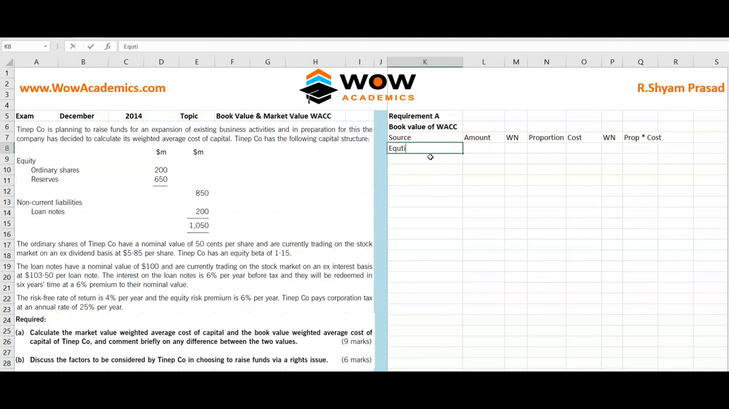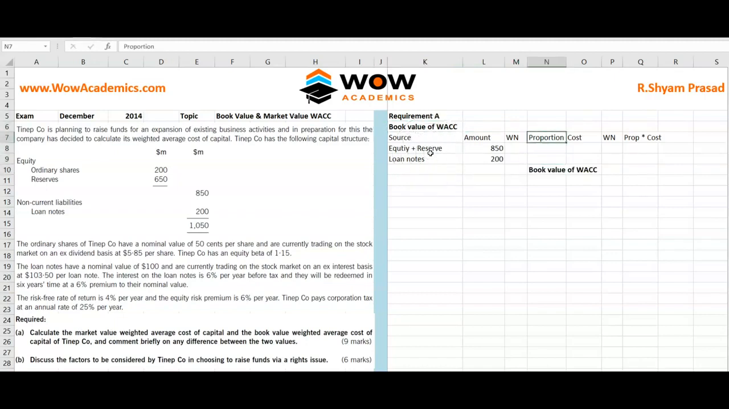While computing the equity element of book value WACC, we have to have both equity value and the reserve value. So we'll take that number, which is directly available: 200 plus 650 is 850. There's no working note. Proportion we'll do later. The loan notes book value is 200. We have to find out the cost of it, but we'll leave this as of now. Once we have done all this, we'll get the book value of WACC.